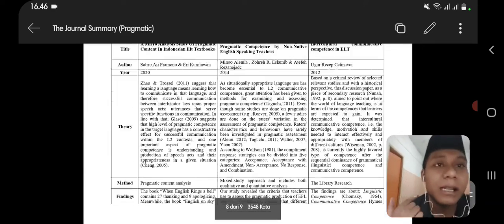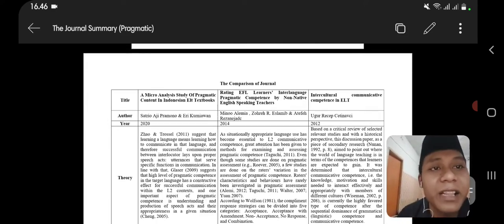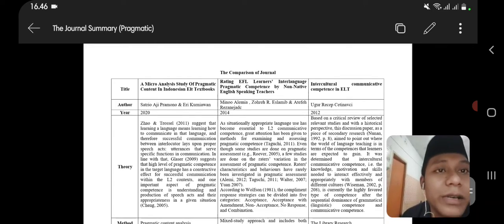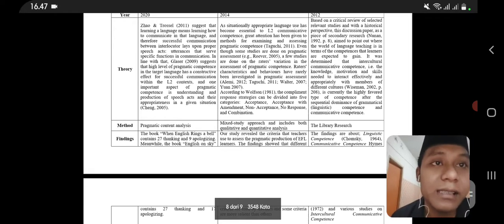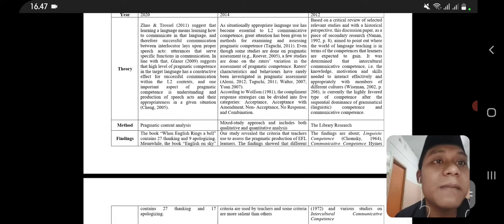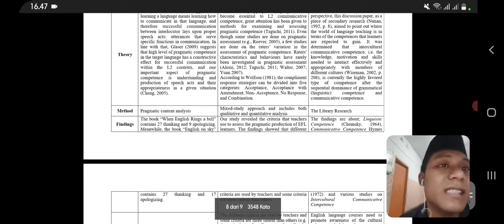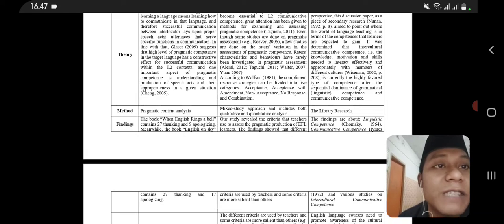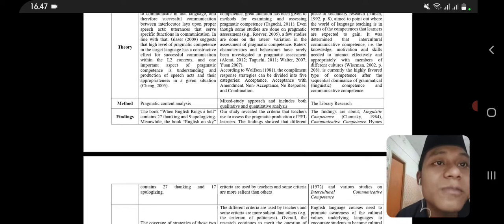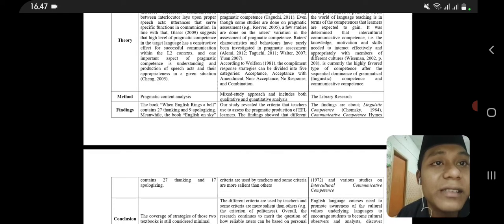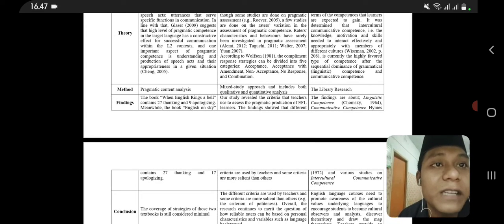That's the first journal. The second one is rating EFL learners' interlanguage pragmatic competence by non-native English-speaking teachers. The main theory of this journal is that situationally appropriate language use has become essential to L2 communicative competence. Great attention has been given to methods for examining and assessing pragmatic competence. Even though some studies are done on pragmatic assessment, few studies are done on the raters' variations in the assessment of pragmatic competence. Raters' characteristics and behaviors have rarely been investigated in pragmatic assessment.